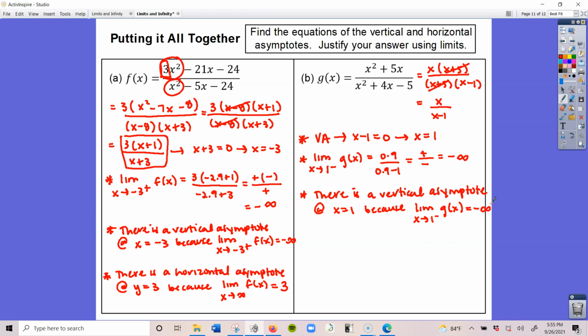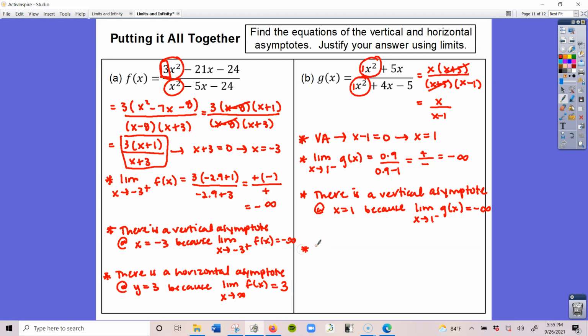Now to check for horizontal asymptotes. We check the degree of the numerator with the degree of the denominator. Since they are the same, we divide their coefficients. Even though we don't see it, there's a 1 here and a 1 here, and 1 divided by 1 is 1.